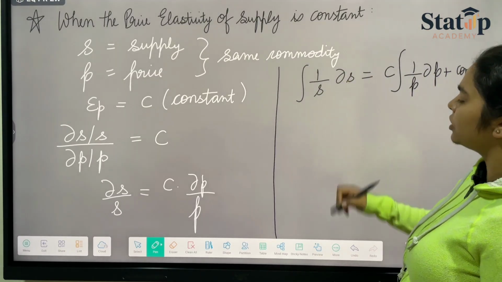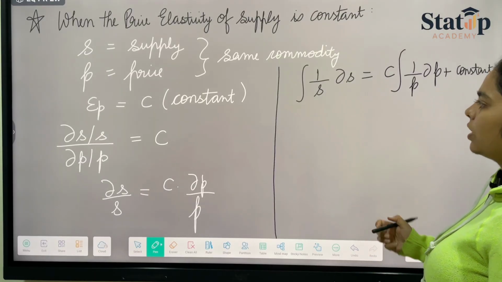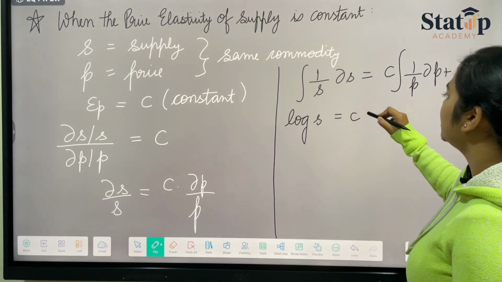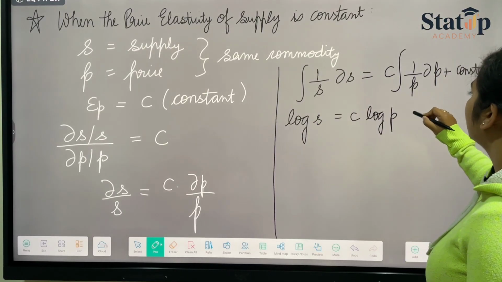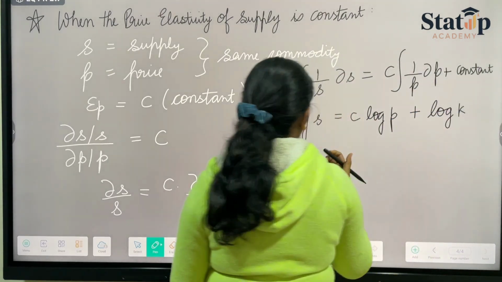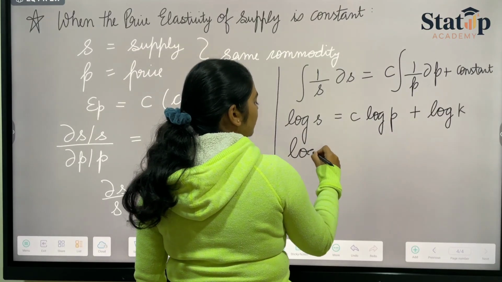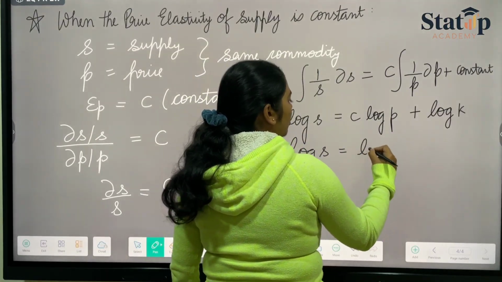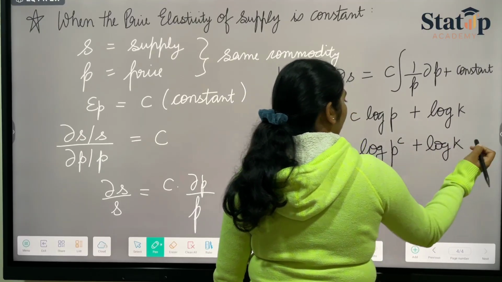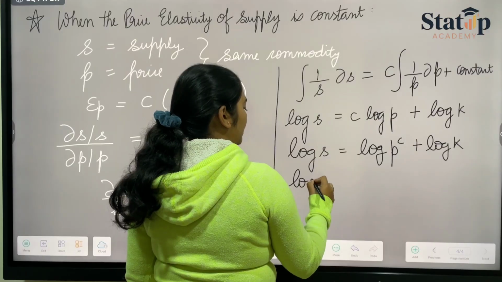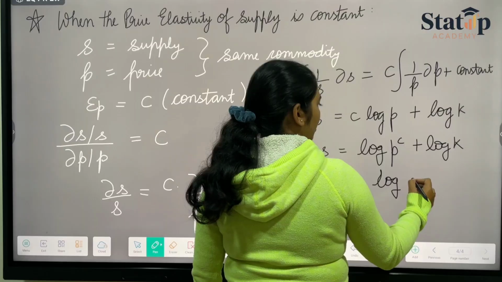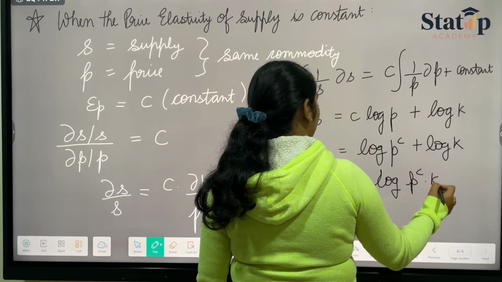Now we know that integration of 1 upon x is log x, so 1 upon S will be log S equals C log P plus, let us take the constant as log K in order to make an equation. So this can be written as log S equals log P raised to the power C plus log K. Log A plus log B is equal to log AB. So this can be written as log S equals log P raised to the power C into K.